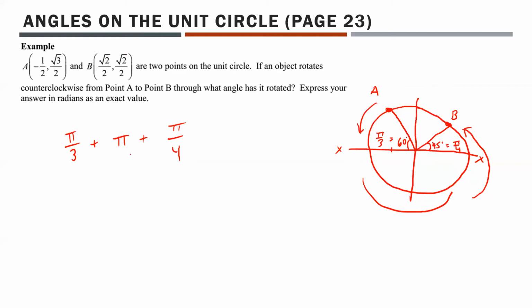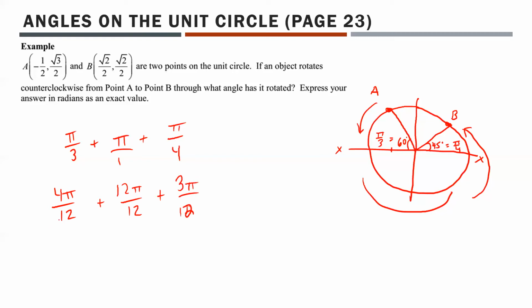Adding this together right now doesn't make much sense. We need to have a common denominator between 3, 1, and 4. I think a good common denominator would be 12. That would give us 4 pi over 12, because I multiply this whole 1 by 4, plus multiply this whole 1 by 12 would be 12 pi over 12, plus multiply this whole thing by 3 to turn it into 3 pi over 12.